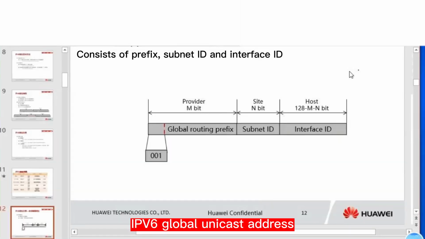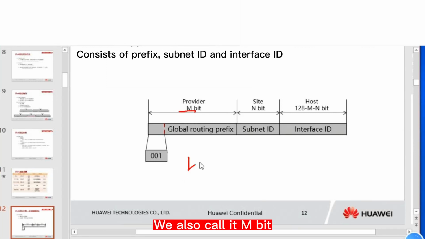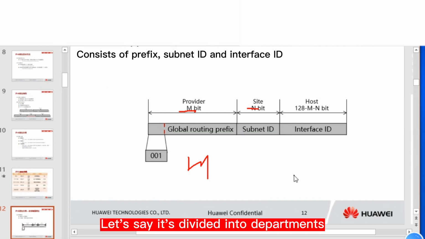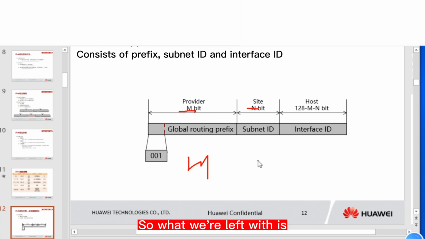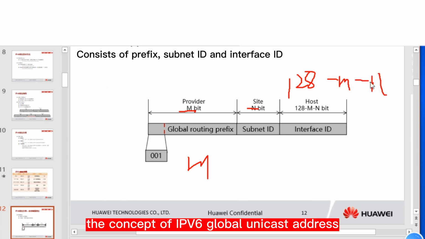The IPv6 global unicast address is provided by the ISP. The usual recommendation is 48 bits, which we also call m bits. N bits is for the local network, which is divided based on this address, let's say into departments. What we're left with is 128 minus m and n. This is the concept of the IPv6 global unicast address.